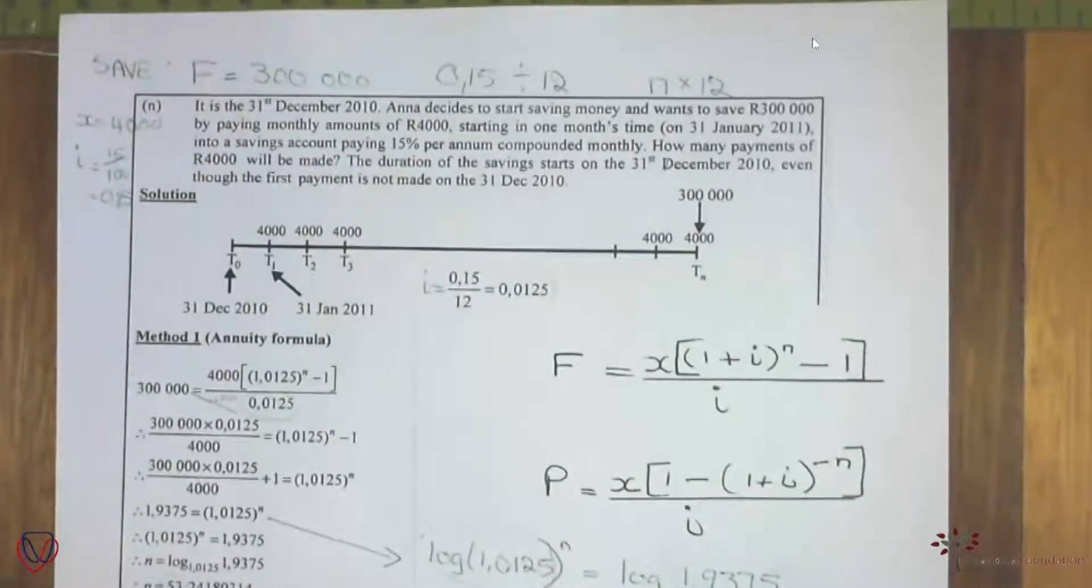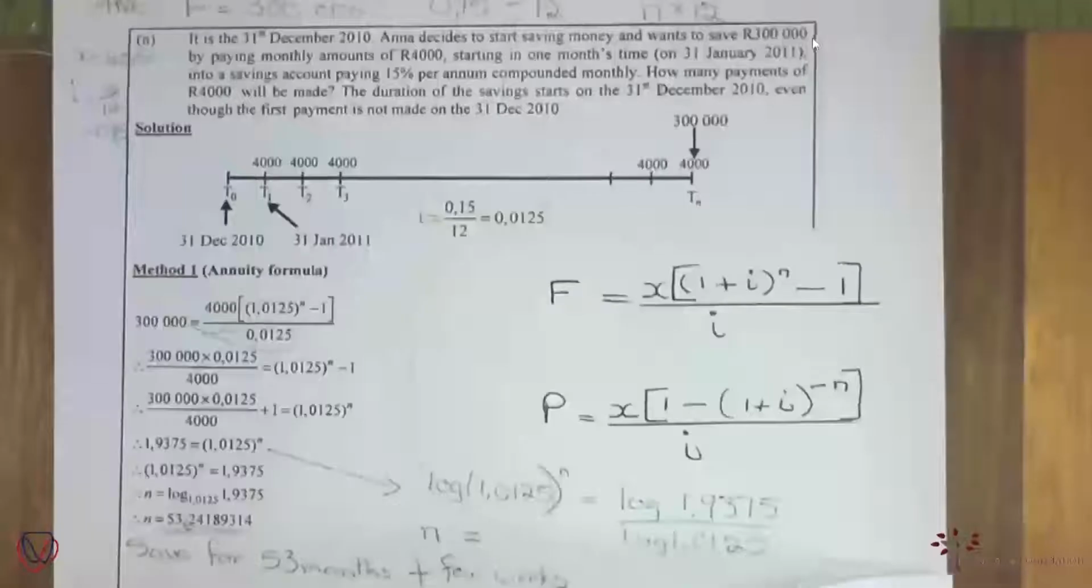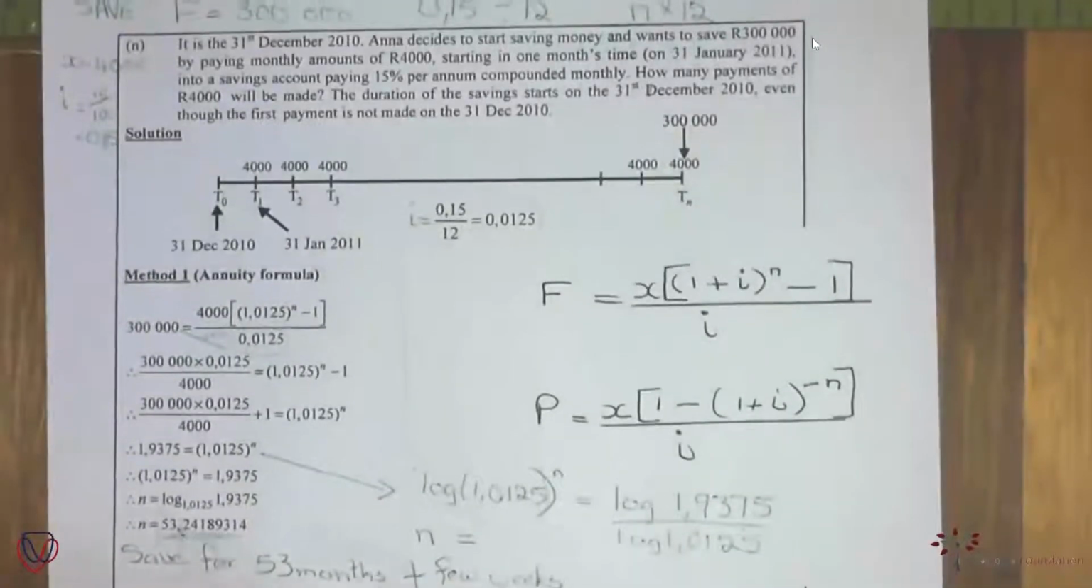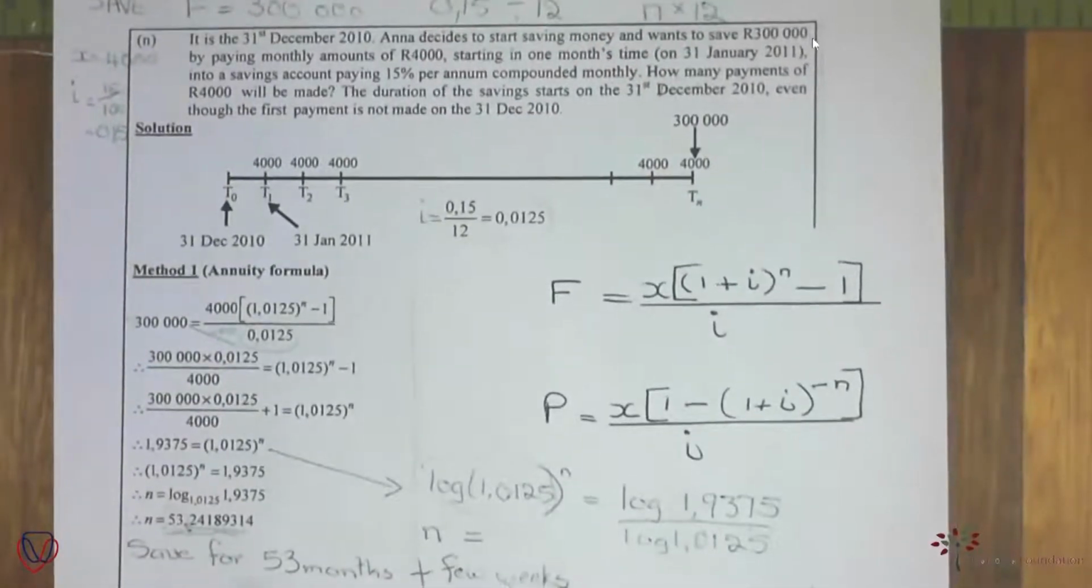I am going to write it there. Save for 53 months plus a few weeks. Whew. I think I must put my paper on the other side next time to be able to write better there. It looks terrible. So you don't have to do this. You can only say that and then you've done your job.